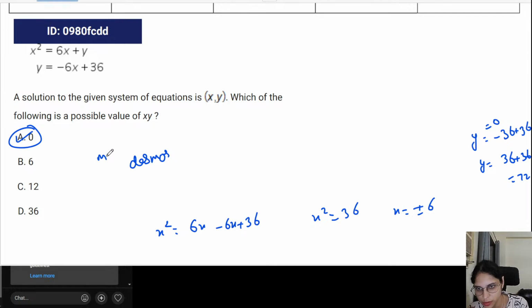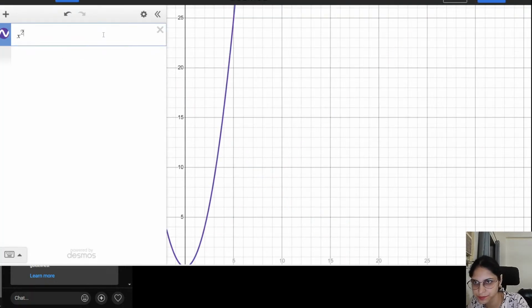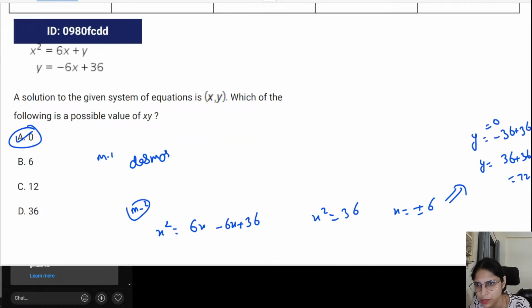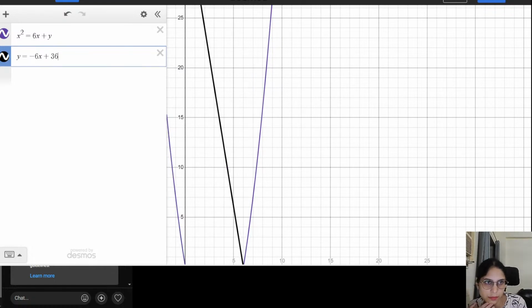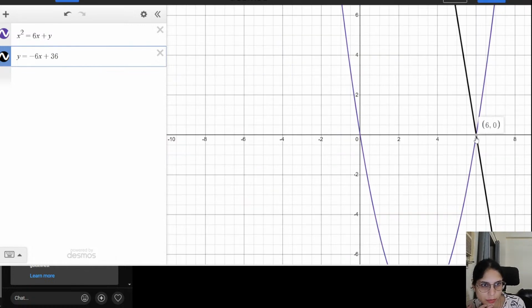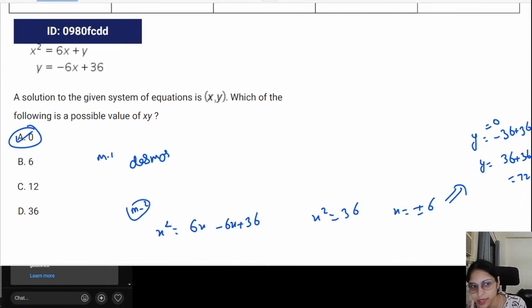Or you can just use Desmos. X squared equals 6x plus y. Y equals negative 6x plus 36. Press home. 6 comma 0, 6 times 0 is 0. The other one is over here, negative 6. Some people choose this also as answer, but this is not point of intersection. Be very careful. Negative 6 times 72 is going to be a very big value, so no. 6 times 0, the answer is going to be 0.